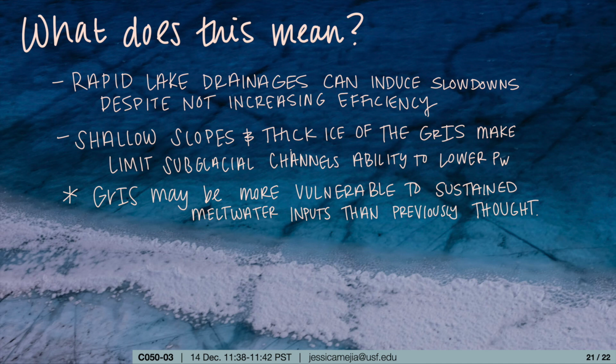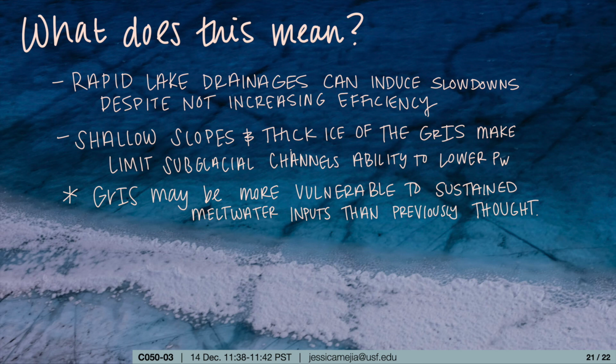Further, shallow surface slopes and the thick ice of the Greenland Ice Sheet make it much different than alpine glaciers. Specifically, much faster creep closure rates may limit the ability of subglacial channels to lower pressures in the distributed system. On alpine glaciers, subglacial channels can remain open even well past the end of the melt season. This may not be the case in Greenland. The implications for this is that ice dynamics may be more vulnerable to sustained meltwater inputs than previously thought.